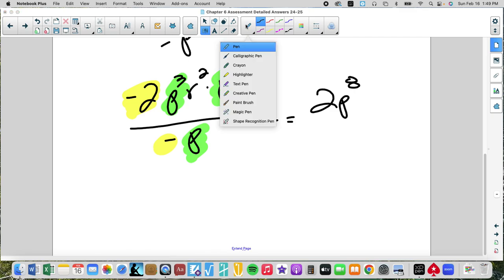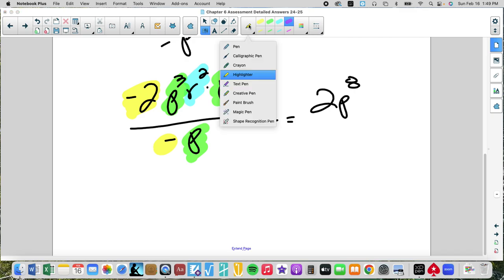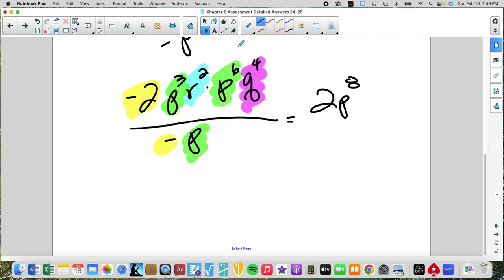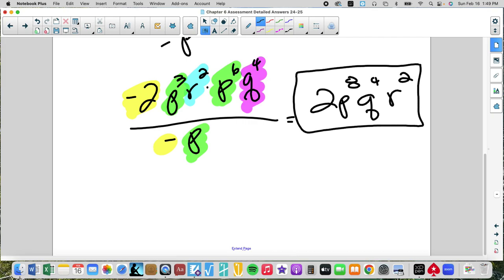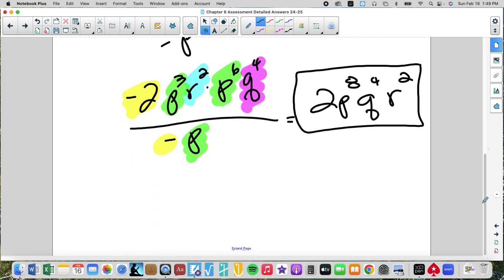And then we have r squared, and we have q to the 4th. LMNOPQR, so alphabetical order, I'm going to put that q to the 4th and then r to the 2nd. And that would be my answer. Alphabetical order, that's a really good one. Did you take the time to remember that you have to be in alphabetical order?